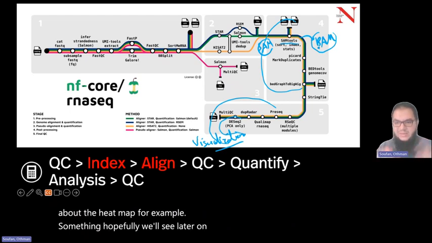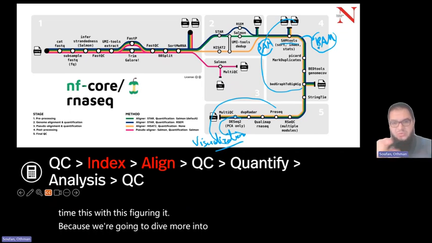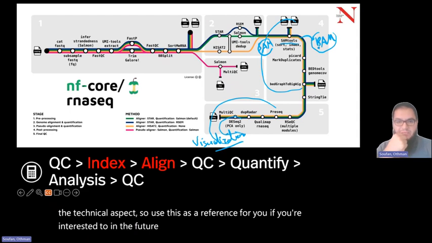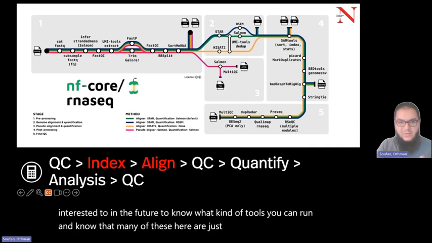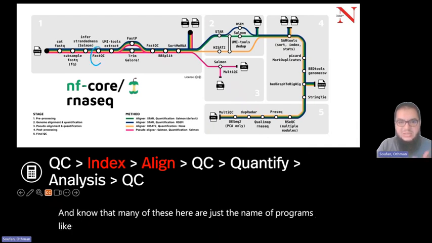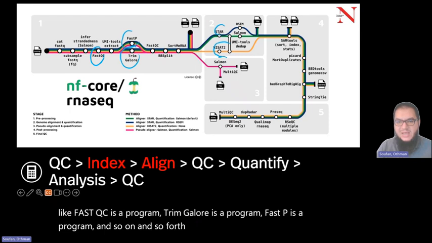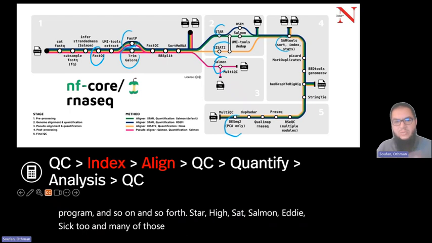So yes, I spent a little bit of time with this figure, because we're going to dive more into concepts as compared to the technical aspect. Use this as a reference in the future if you're interested to know what kind of tools you can run. And know that many of these are just names of programs: FastQC is a program, TrimGalore is a program, FastP is a program, and so on. STAR, HISAT, Salmon, DESeq2, and SAMtools, they are all programs.